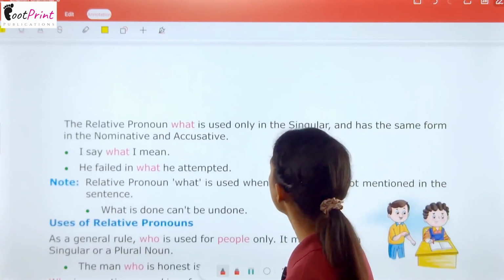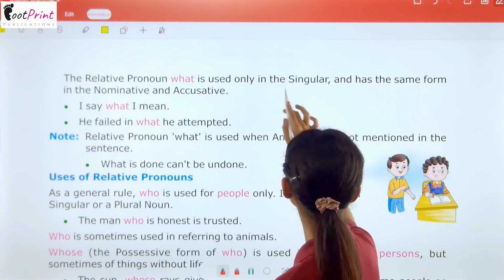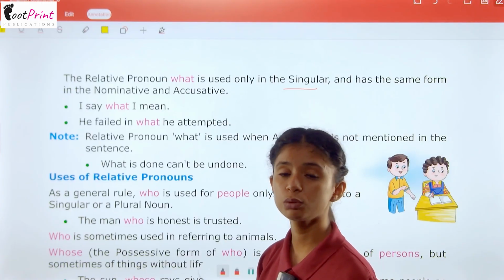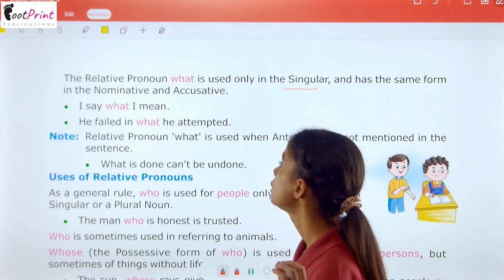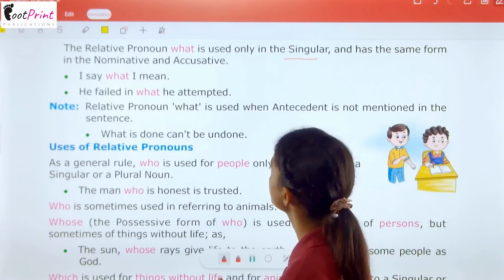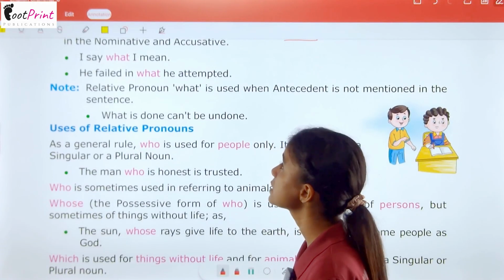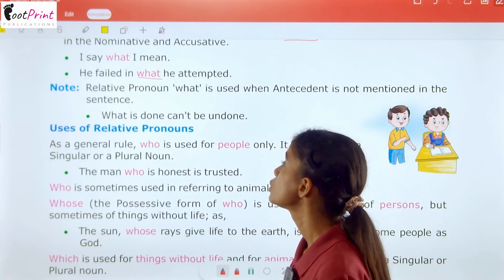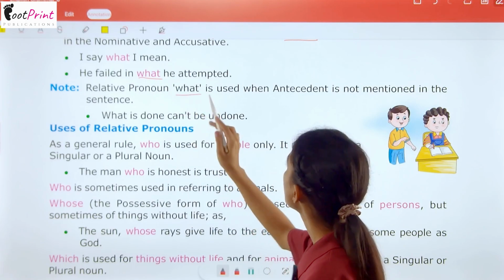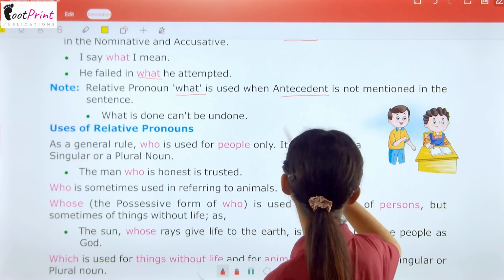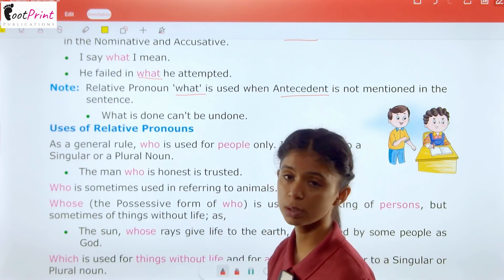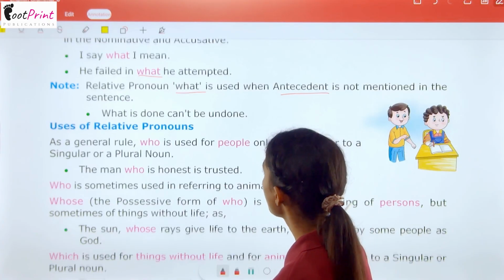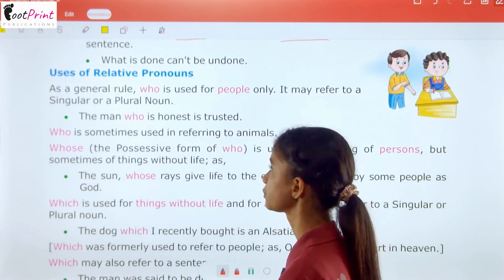The relative pronoun what is used only in the singular and has the same form in the nominative and accusative case. I say what I mean. He failed in what he attempted. So relative pronoun what is used when antecedent is not mentioned in the sentence. So we use what only when the antecedent is not mentioned. What is done can't be undone.